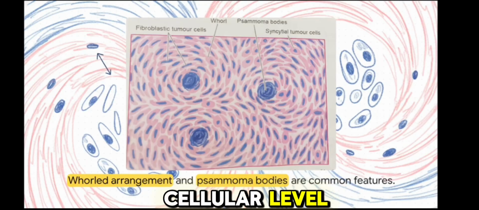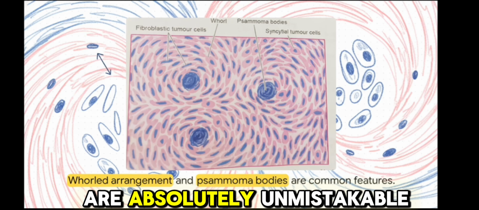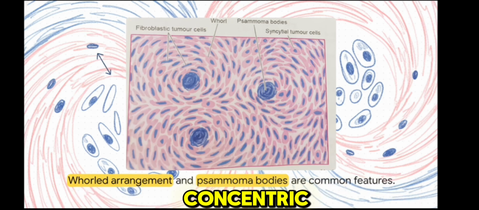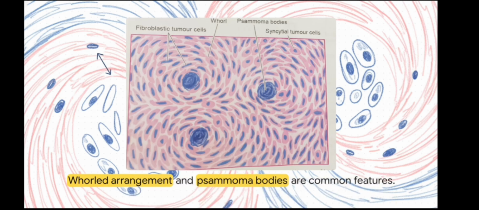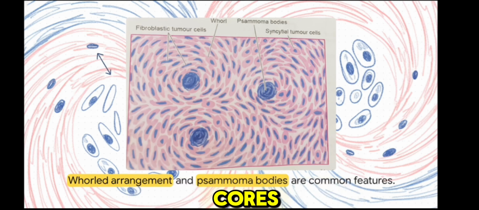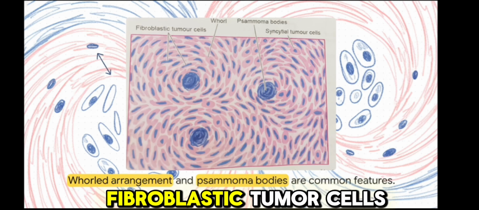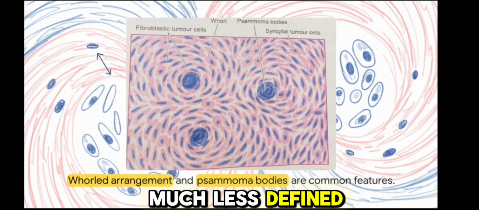Down at the cellular level, the microscopic fingerprints of most meningiomas are absolutely unmistakable. The first thing that jumps out is these beautiful, concentric, swirling patterns. That's the classic whorled arrangement of tumor cells. Right in the center of those whorls, you'll often find dark blue calcified cores. Those are the famous psammoma bodies. You'll also encounter spindle-shaped fibroblastic tumor cells, alongside more solid syncytial tumor cells that have much less defined borders.